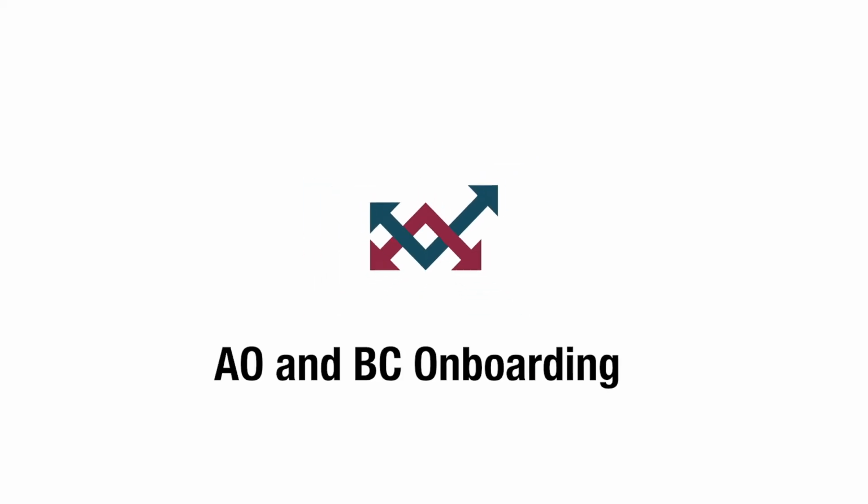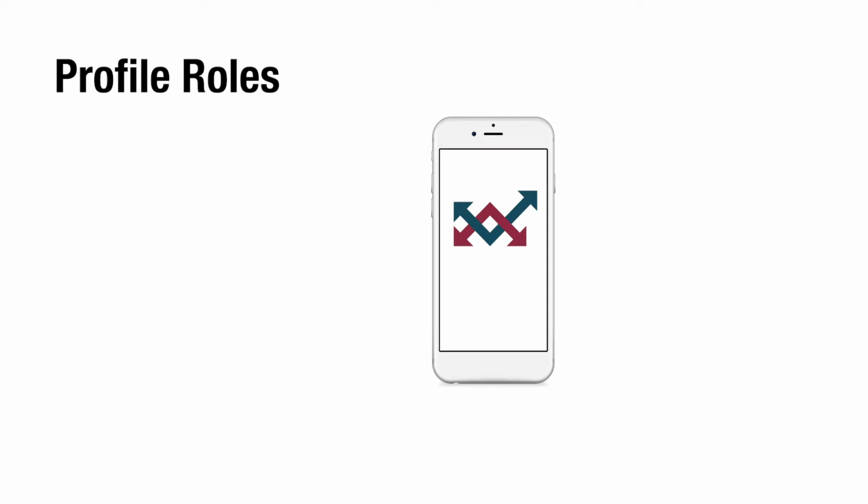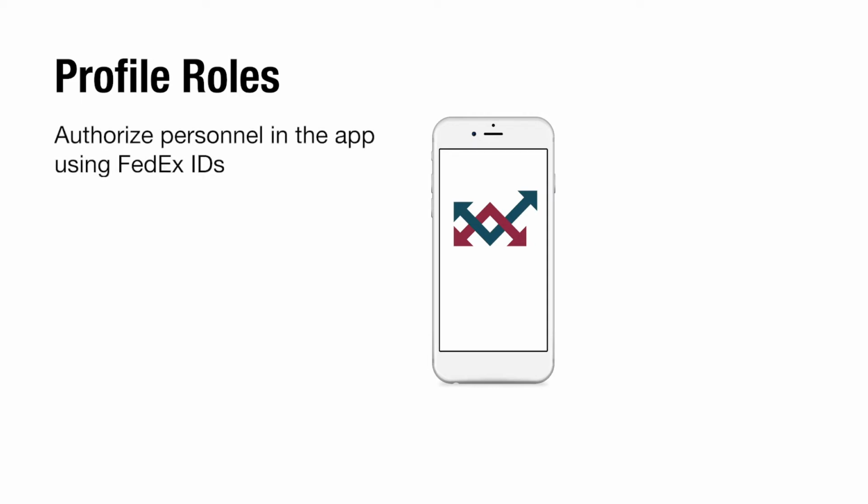To start, let's clarify a few terms for your reference. To keep your data secure, you control which users are a part of your operation. Authorize your BC, drivers, and helpers using their FedEx ID. You can then have them clock in and out after adding them to your operation.